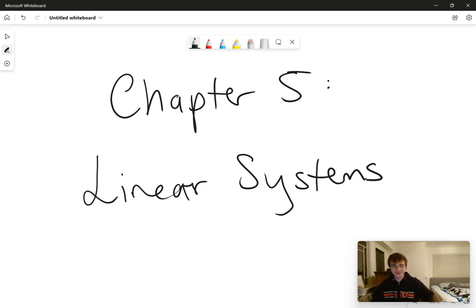Hello world. Today we're going to be talking about linear systems. This is chapter 5 of Strogatz. Okay? So this is a very short chapter and hopefully you would have learned this in an ordinary differential equations course. But just in case you didn't, we're going to go over all of it right now.